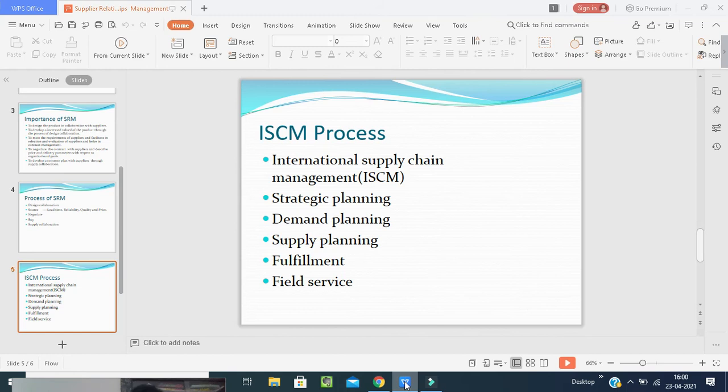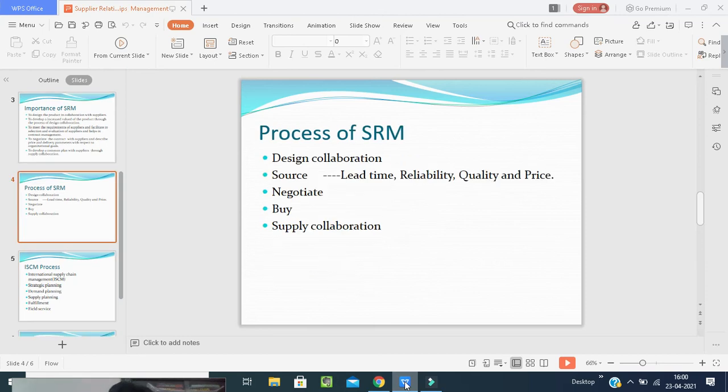Next, supply collaboration. In supply collaboration, what is happening when the agreement between the enterprise and the supplier is final? It focuses on forecast, production plans, and inventory levels. The ultimate aim of collaboration is a common plan. Every organization will have a tie-up with the suppliers with a common plan. What is the production? What is the forecast? What is the plan? What is the inventory level?